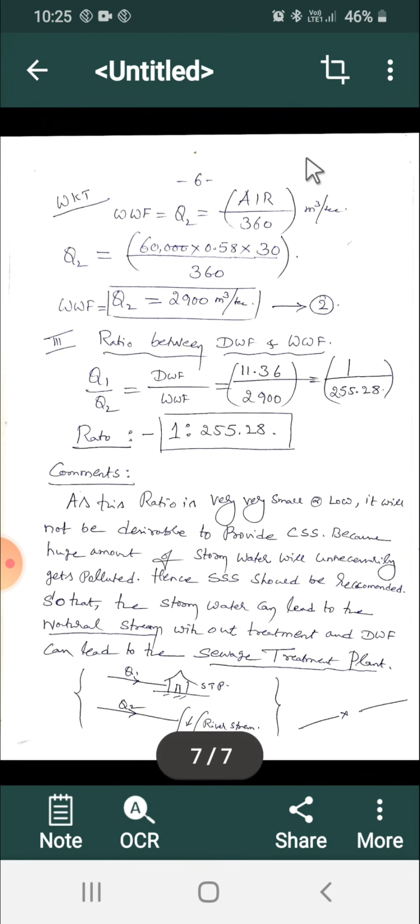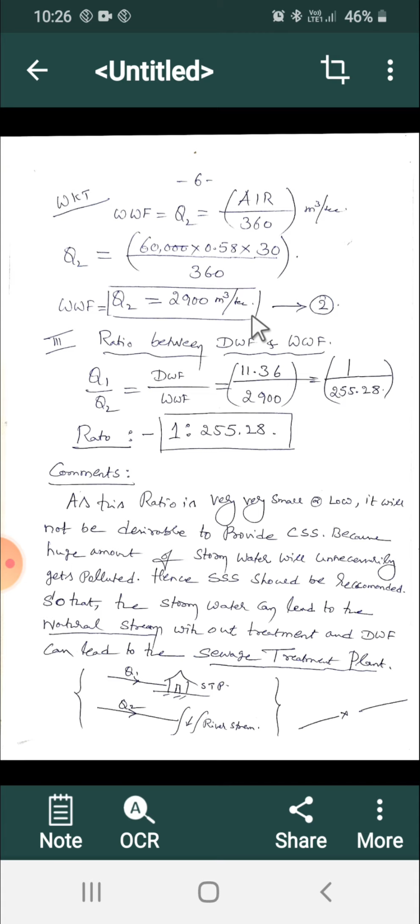Now, Q2 is AIR divided by 360 meter cube per second. Q2 is equal to, A is 60,000, I is 0.58, and R is 30, divided by the constant 360. If you do it like this, Q2 is equal to 2900 meter cube per second. You cannot reduce or increase it. The formula is given. If not given, you can use the general formula. If it is given, you take that value only and then find the answer.